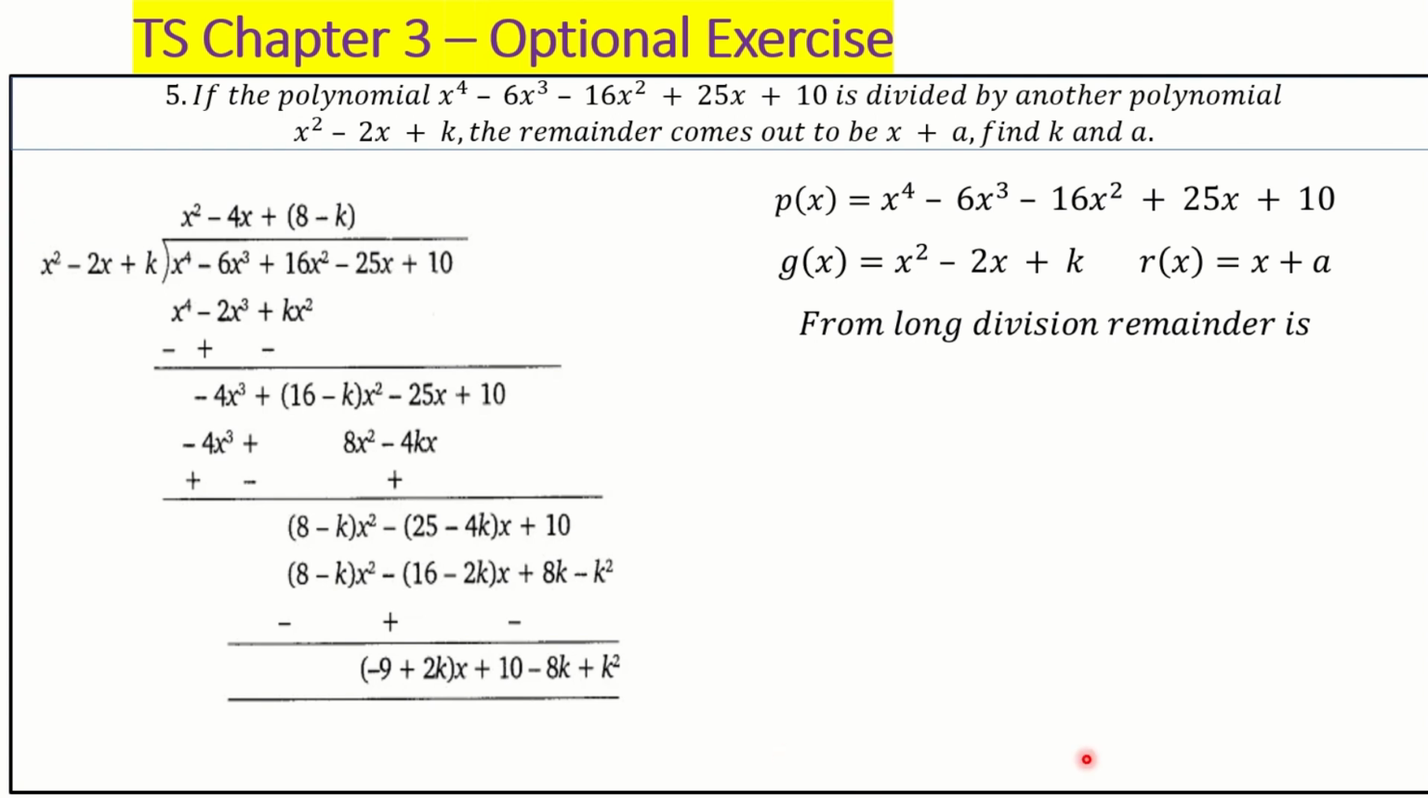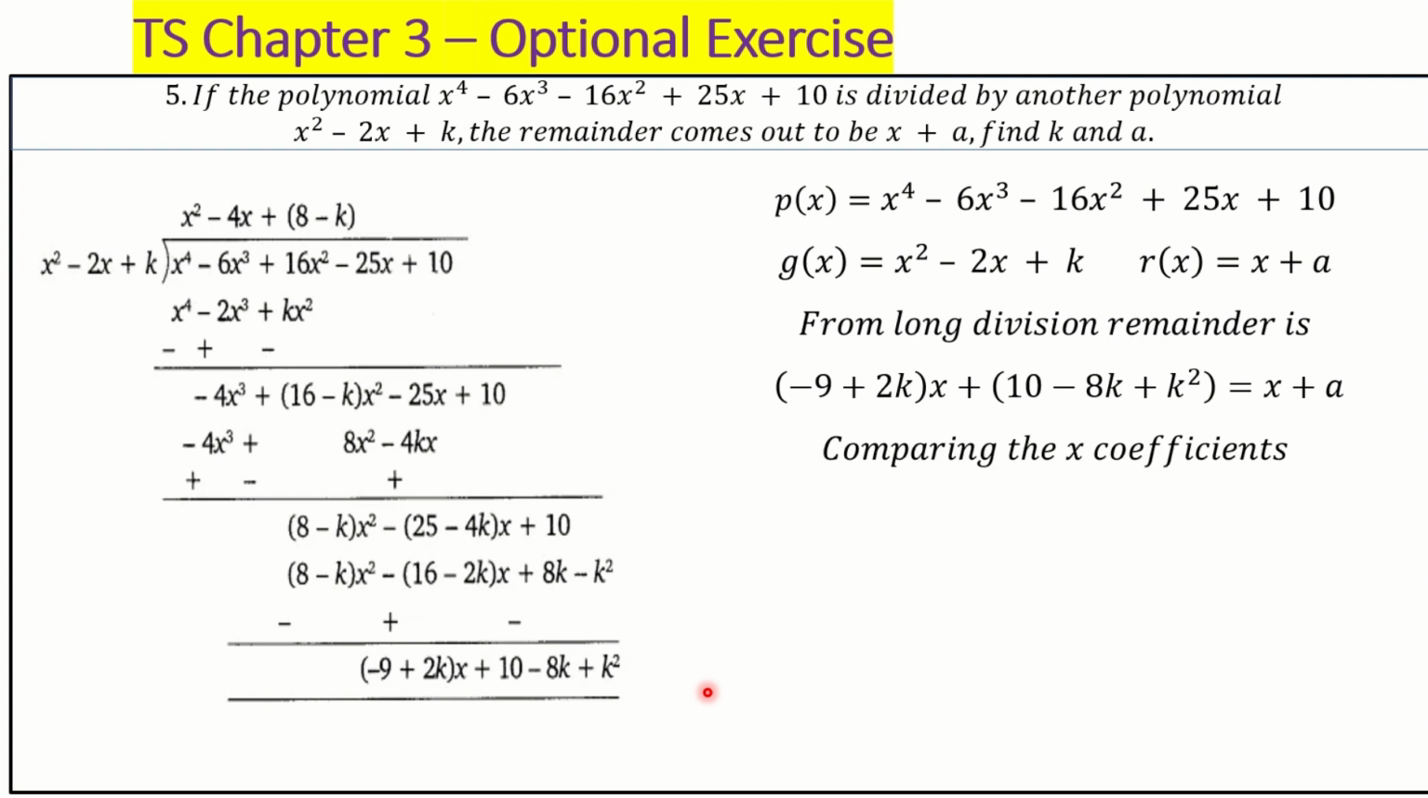So at that point you stop it. So we stopped it here. Minus 9 plus 2k into x plus 10 minus 8k plus k square. This is the remainder. Now once you have the remainder, compare the coefficients. The remainder is nothing but x plus a that is given. So the x term has coefficient of 1 on the RHS side. And on the LHS side, minus 9 plus 2k. So equate them basically.